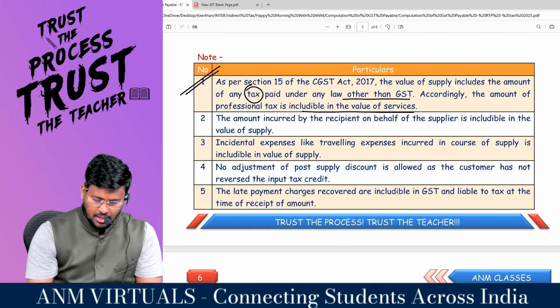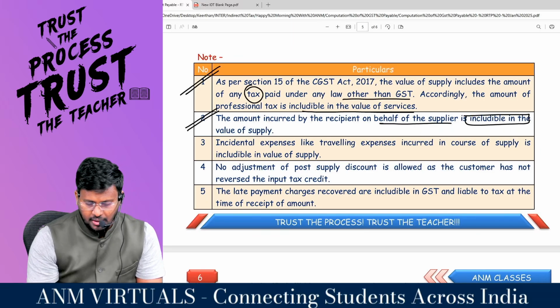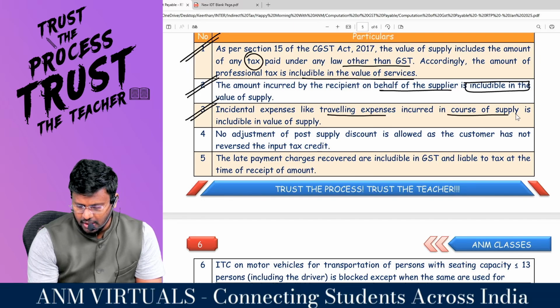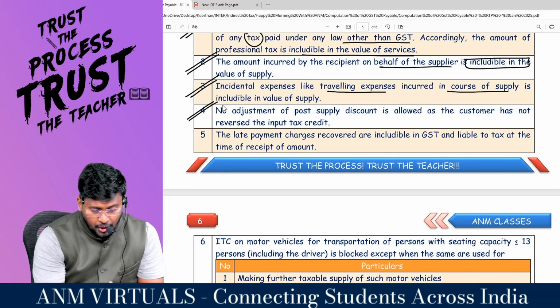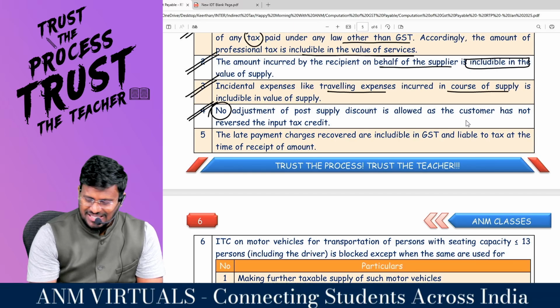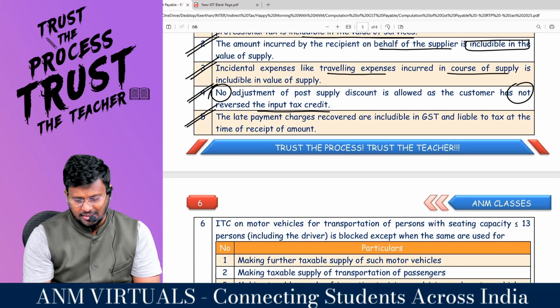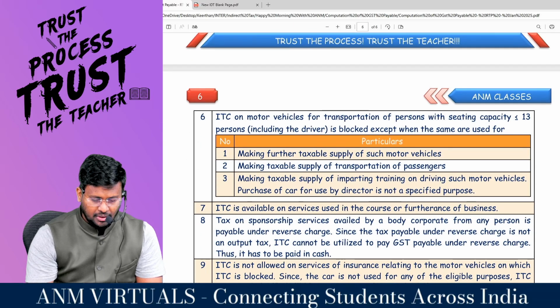Mandatorily write the notes. The amount incurred by the recipient on behalf of the supplier is includable in the value of supply. Incidental expense like traveling expenses incurred in the course of supply is includable in the value of supply. No adjustment of post-supply discount is allowed as the customer has not reversed the ITC. The late payment charges recovered are includable in and liable to tax at the time of receipt of amount.